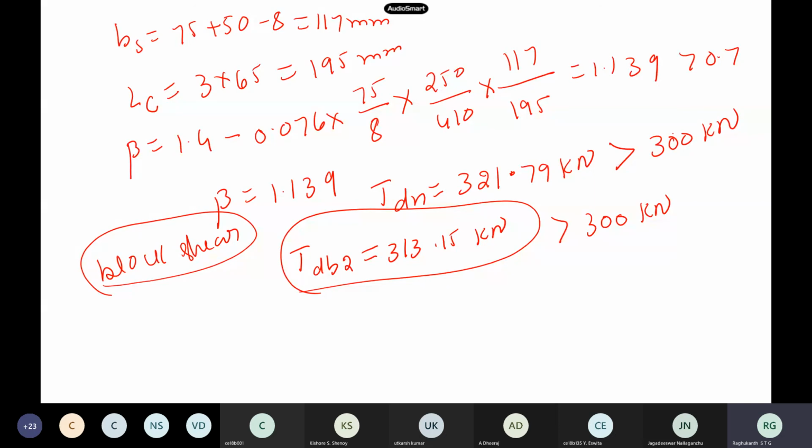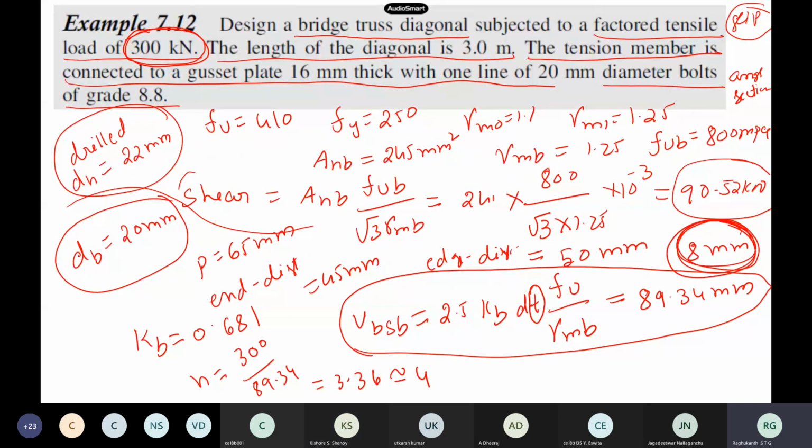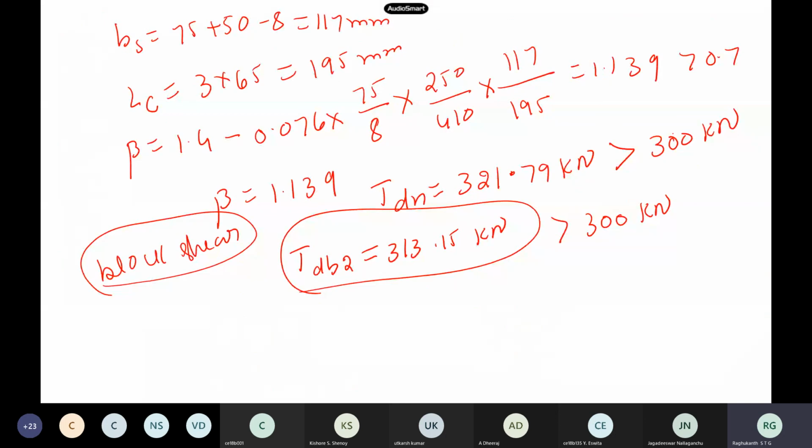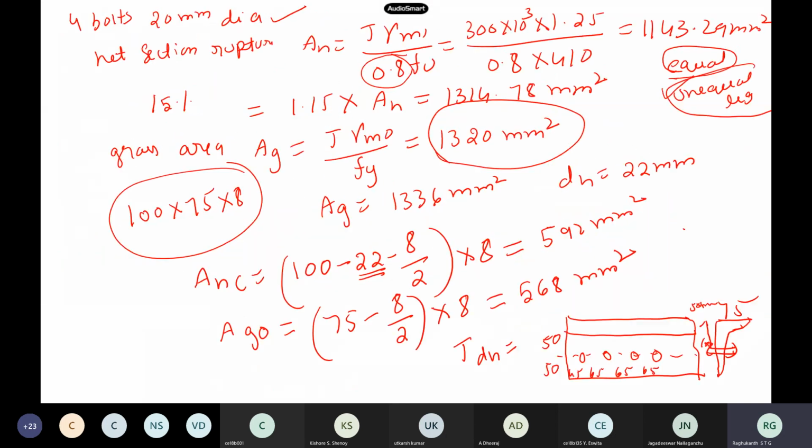And what is the design check? You have to do the last one, the slenderness ratio. Length has already been given. The length of the diagonal is 3 meters actual. This is not mentioned in the book here, but you can try. That's the slenderness ratio. And now it is in a bridge truss.